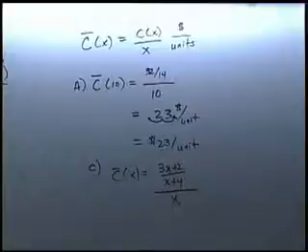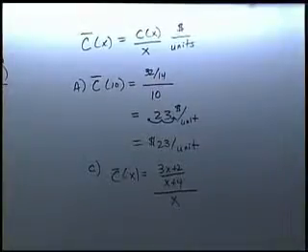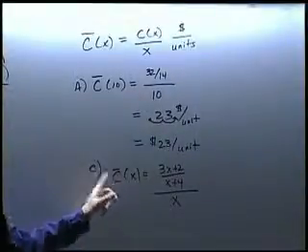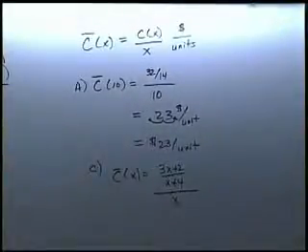Okay, the reason I want to do that is now look at what D says. Find the marginal average cost function. Okay, it's still talking about average cost function, but now they've thrown one more word in there. They've thrown in the word marginal. What does marginal mean?